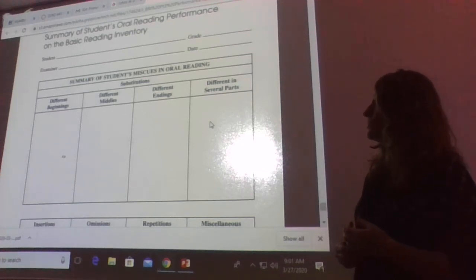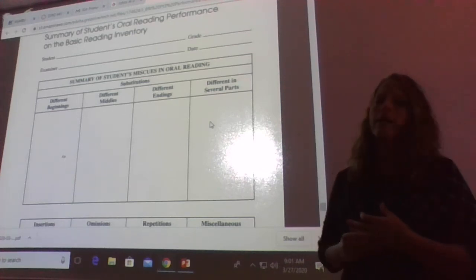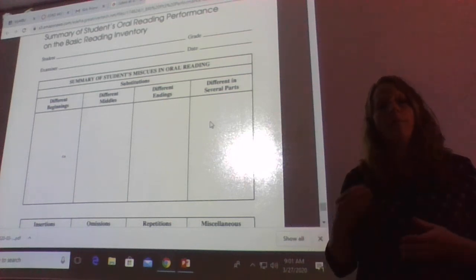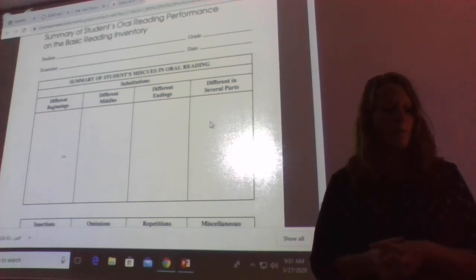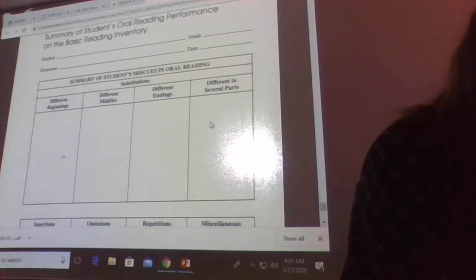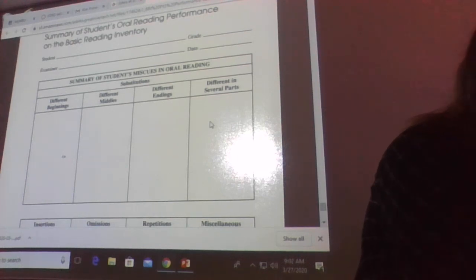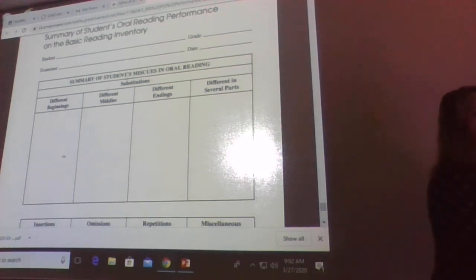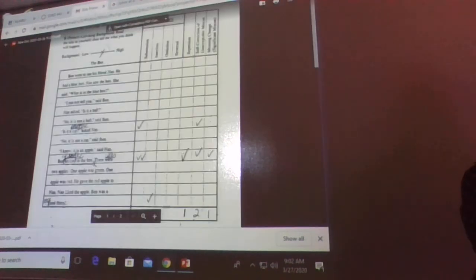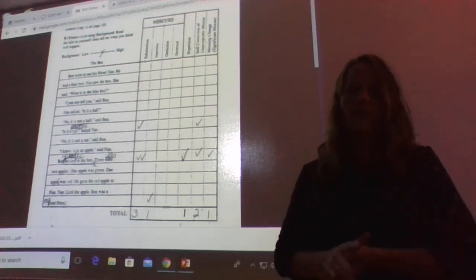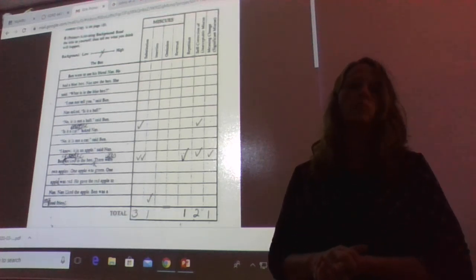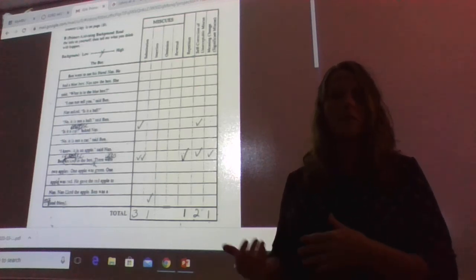It's called Summary of Students' Miscues in Oral Reading. And you're going to list each error that the student makes, and you're going to put it in different columns. So, for example, with my sample student, I have Kirk, and on his first passage, I will have his available for you as well, so that you can see where I'm getting this information from. I'm going to give you his sample pages as well as his completed pages of these forms.